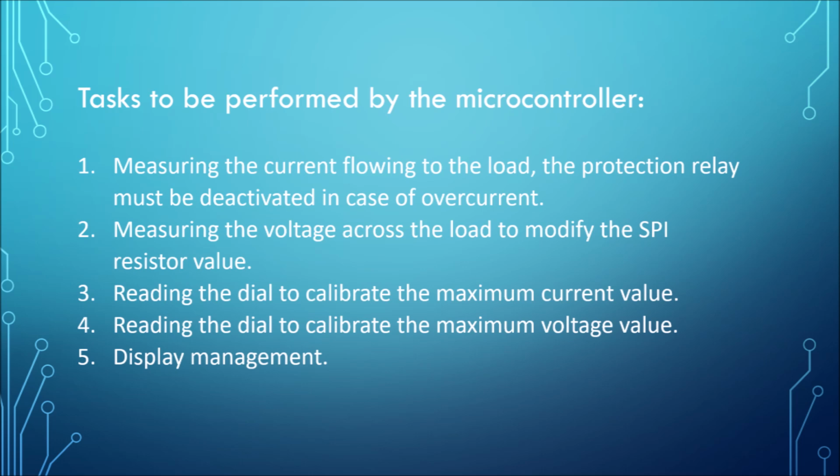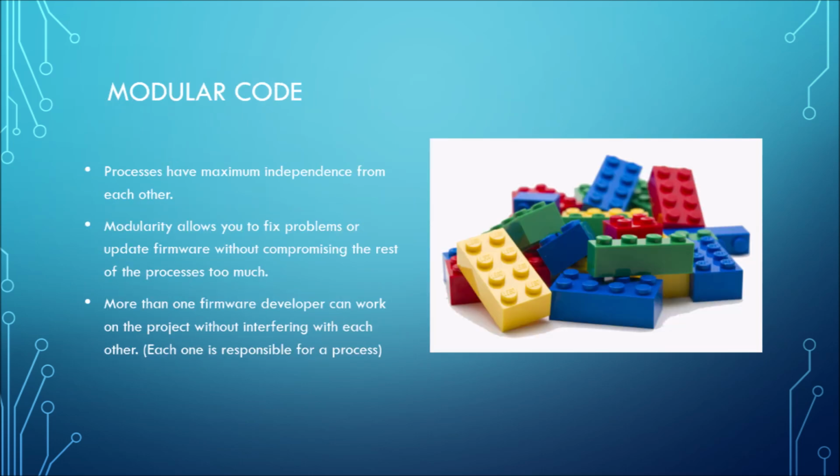Measuring the current that flows through the load, to disconnect the relay in case of overcurrent. Measuring the voltage on the load, to adjust the value of the SPI resistance. Reading the dial to calibrate the maximum current that will flow through the load. Reading the dial to calibrate the voltage that must be on the load. Managing the display.